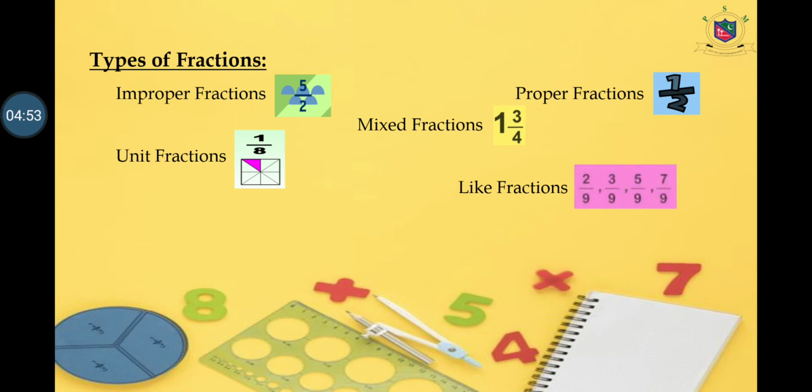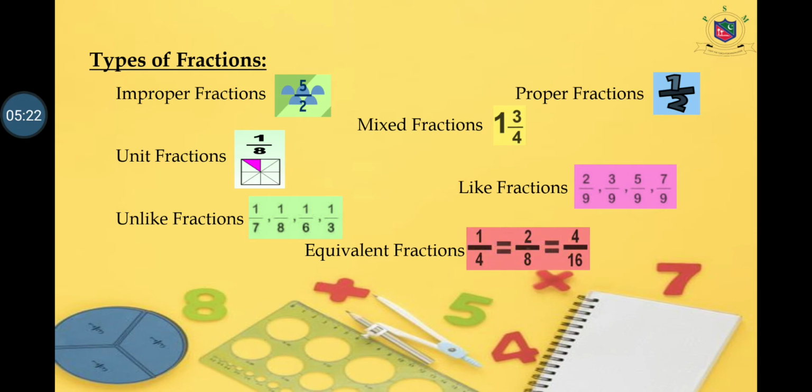Next are like fractions. When fractions have the same denominators, they are called like fractions. Then we have unlike fractions. When we have fractions with different denominators, they are called unlike fractions. Last but not least, equivalent fractions. In equivalent fractions, we make the fractions equal by multiplying or dividing the numerator and denominator by the same number.